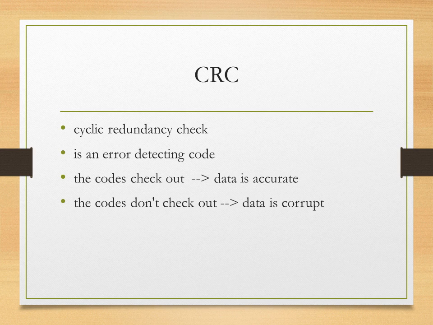CRC, or Cyclic Redundancy Check, is an error detecting code. It finds changes in data as it travels from one computer to another by adding a code to the end of the data stream. The sending computer creates the code and the receiving computer checks it. If the codes check out, the data is accurate. If the codes don't check out, the data is corrupt.